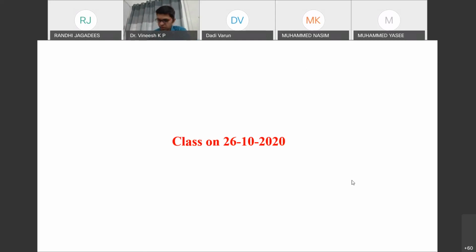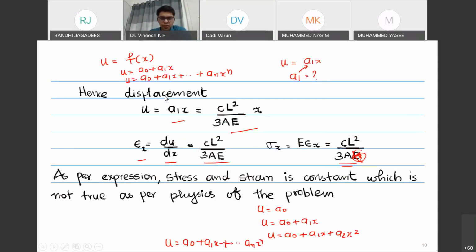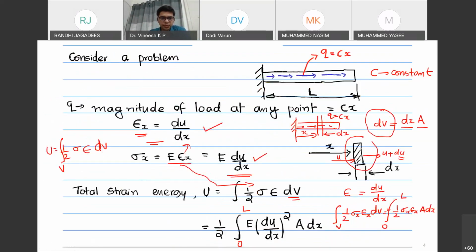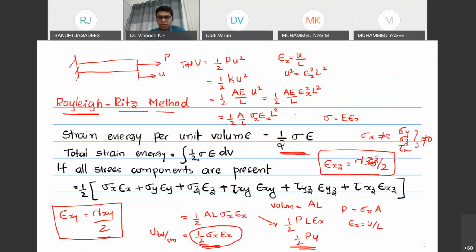So we quickly go to the last class. What were the things we were discussing? We were discussing the Rayleigh method. We discussed the principle of minimum potential energy, and we understood the expression to find the potential energy of an elastic body. With respect to that, in order to find the solution of a problem, we are going to use the Rayleigh method.